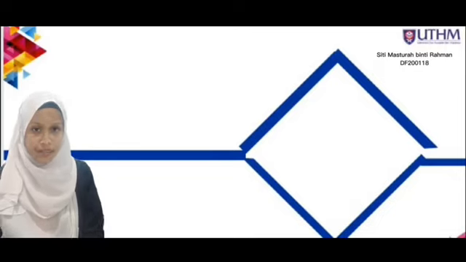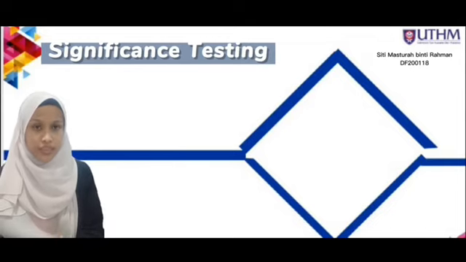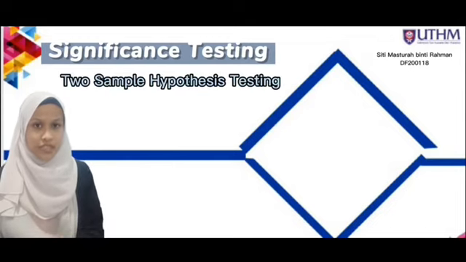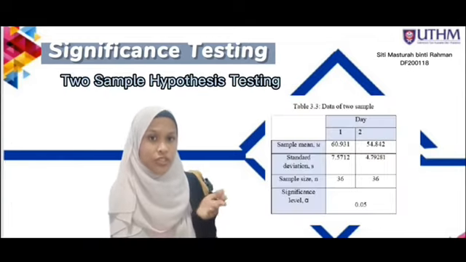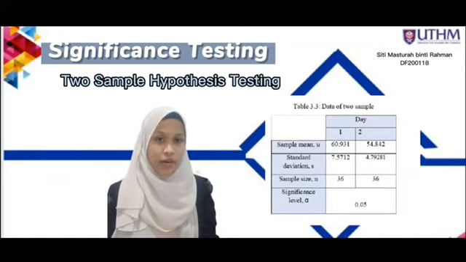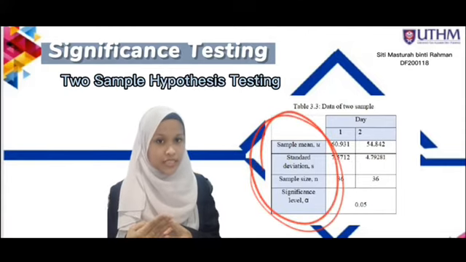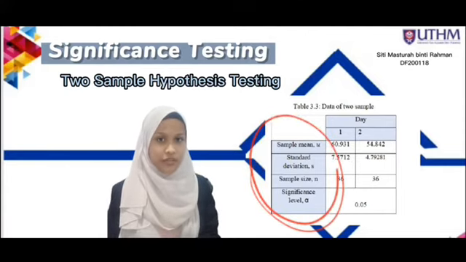Okay, thank you to Aimi Najla. I will move to the calculation for significance testing. Because of the difference between two means, two-sample hypothesis testing was chosen for this calculation. Table 3.3 shows the important details for the two-sample hypothesis calculation, which are the sample mean, standard deviation, sample size, and value of the significance level.